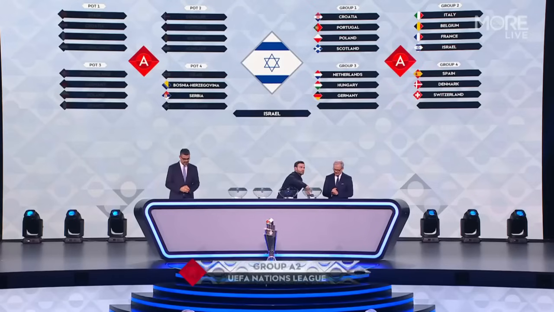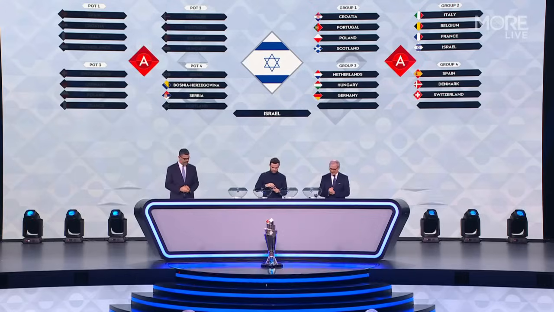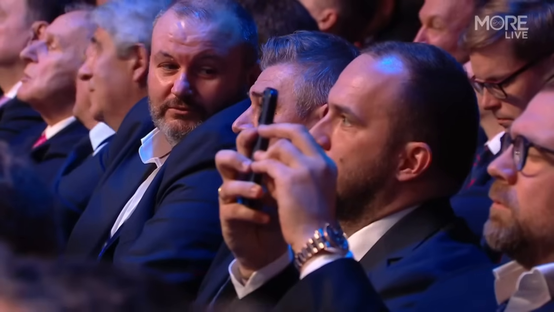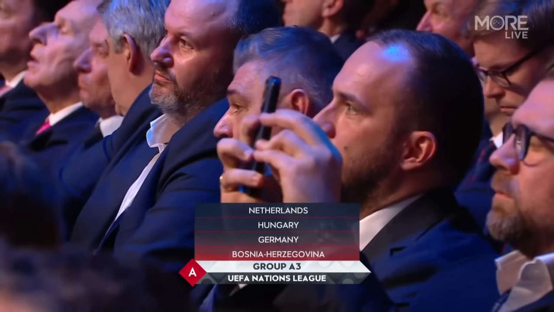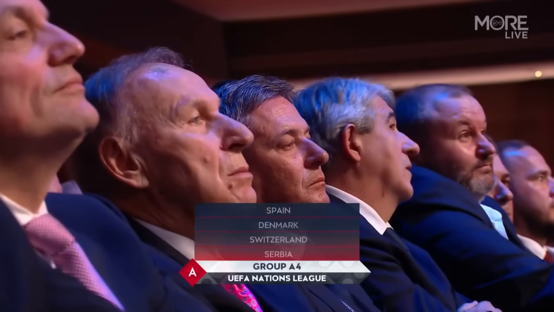Israel. Israel, joining Italy, Belgium, and France. This is Group A2 for Israel, which is the first participation in League A. Congratulations to Israel. For Group A3, now we have Bosnia. Bosnia and Herzegovina together with the Netherlands, Hungary, Germany. Second participation in League A for Bosnia and Herzegovina, and only one team is left for Group A4. This team is Serbia. Serbia together with Spain, Denmark, Switzerland completes the draw of the UEFA Nations League 24-25.